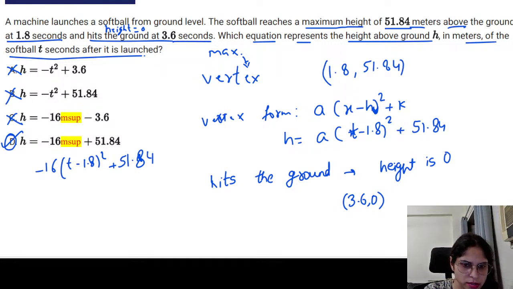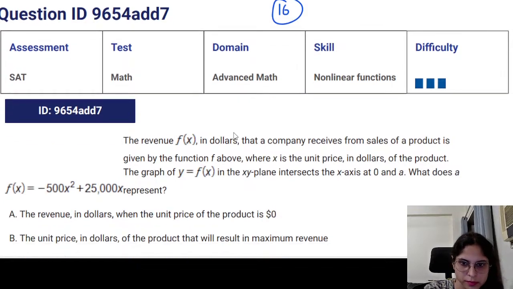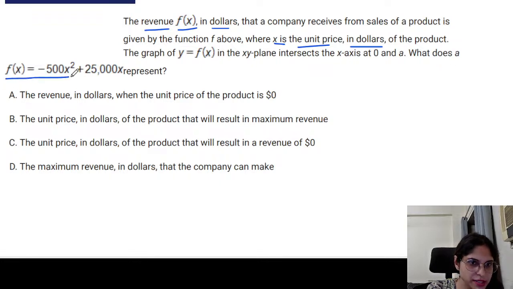Now the next question is 16th. Revenue that a company receives from sales of a product. X is the unit price of the product. F of x is revenue in dollars. X is unit price in dollars. And this is the equation. F of x equals negative 500x squared plus 25,000x.